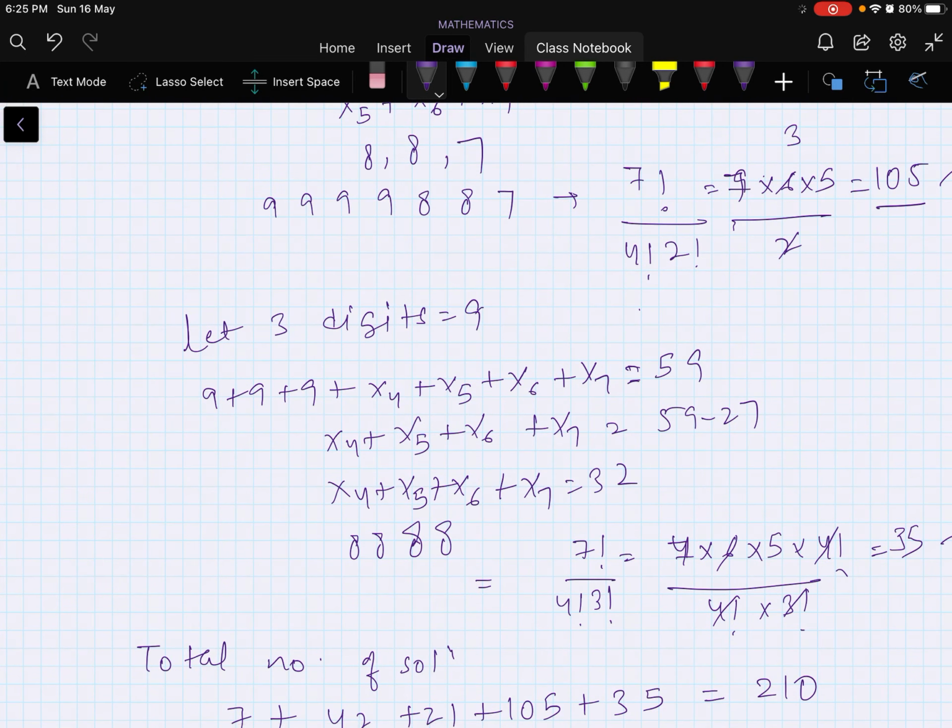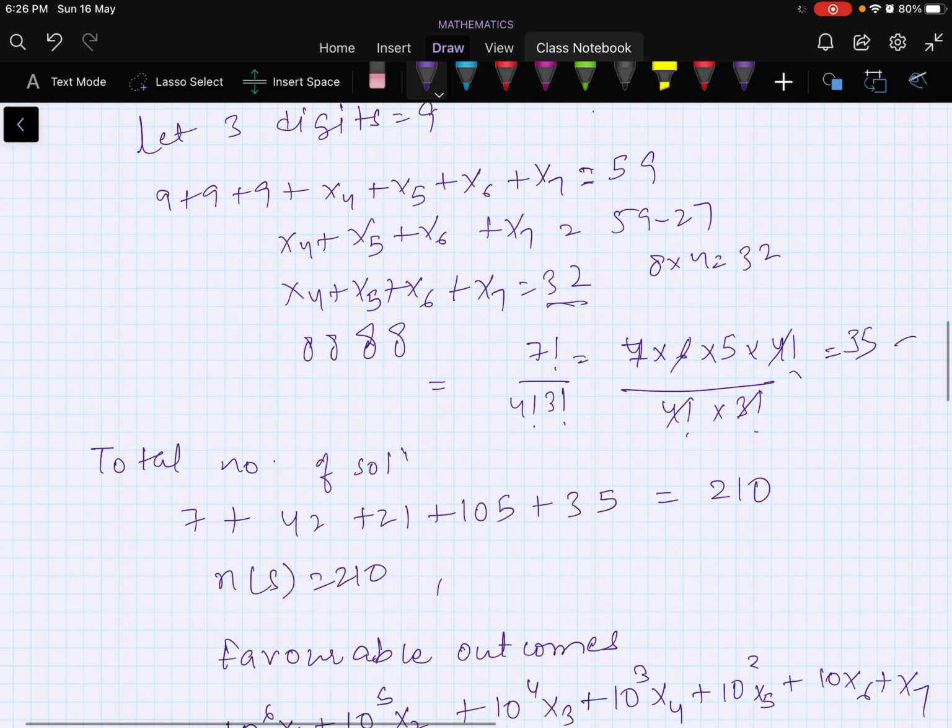Now the last case is when 3 digits equal 9. So 9 plus 9 plus 9 is 27. Then x4, x5, x6, x7 can each assume a maximum of 8. So 59 minus 27 equals 32, and 8 into 4 equals 32. So the only solution is 8, 8, 8, 8. So 7 factorial upon 4 factorial into 3 factorial, which gives 35.